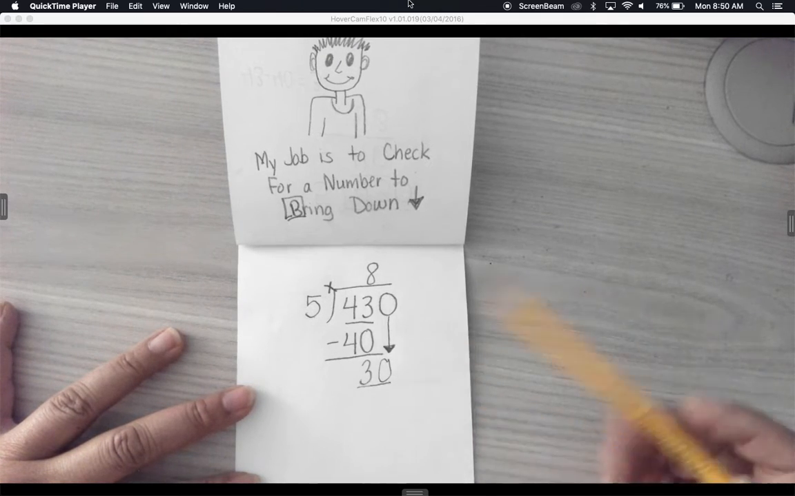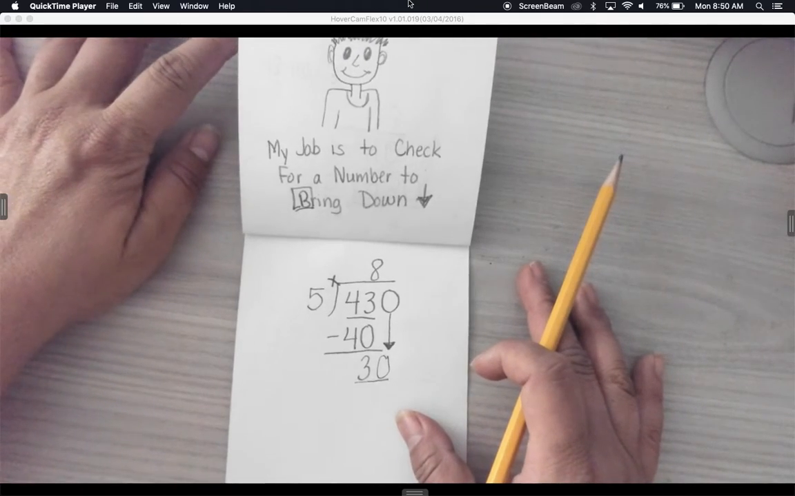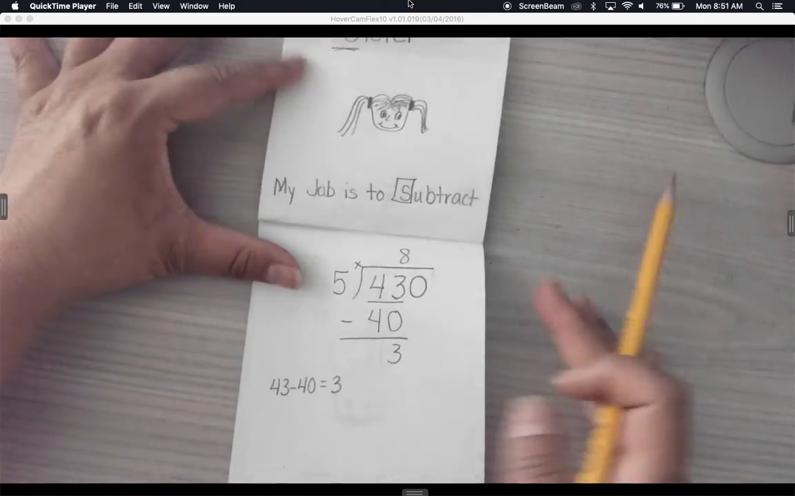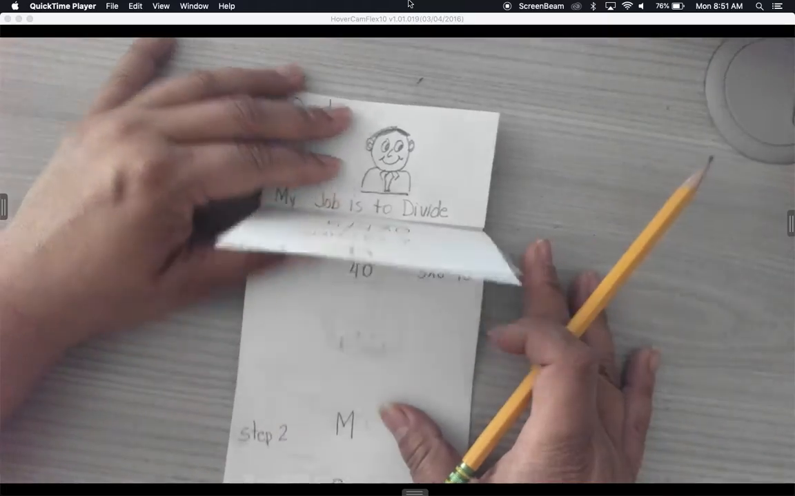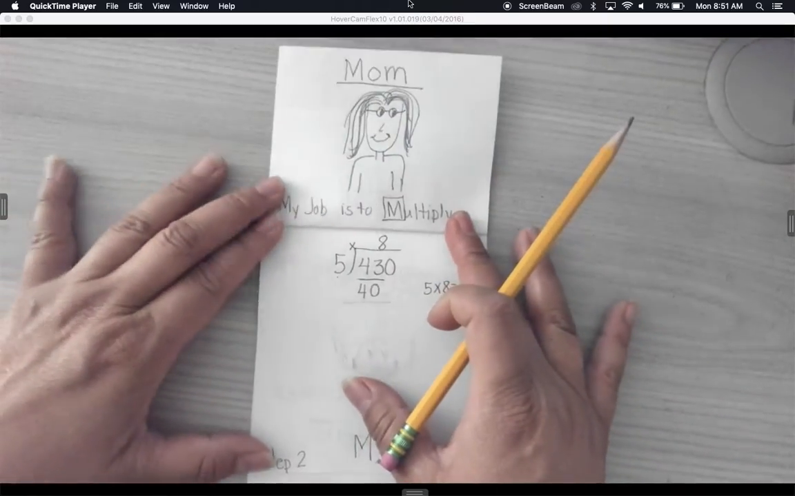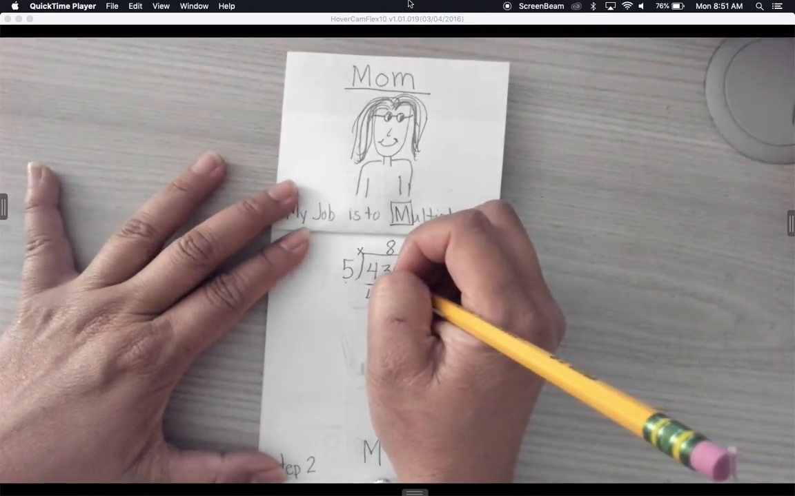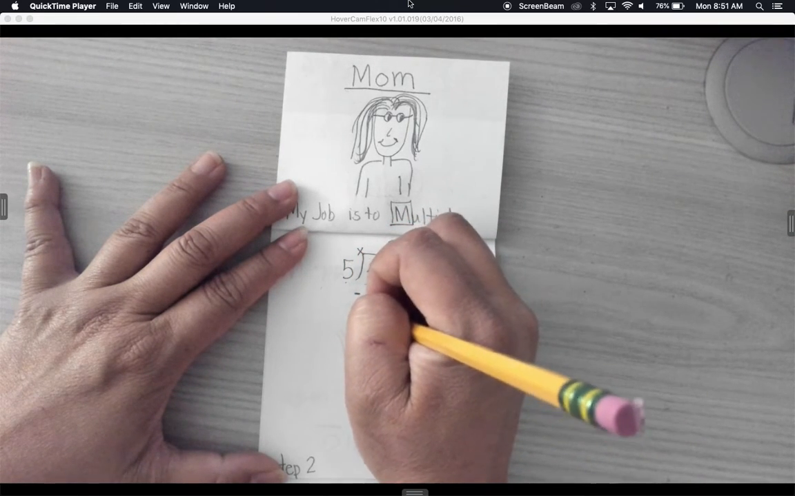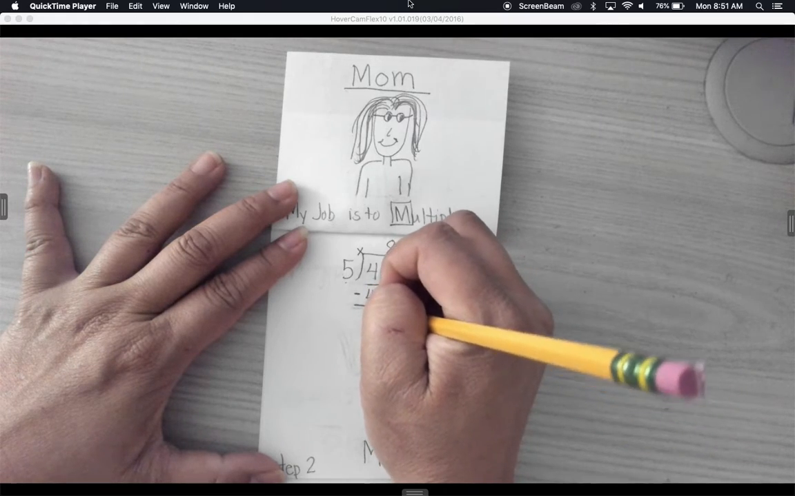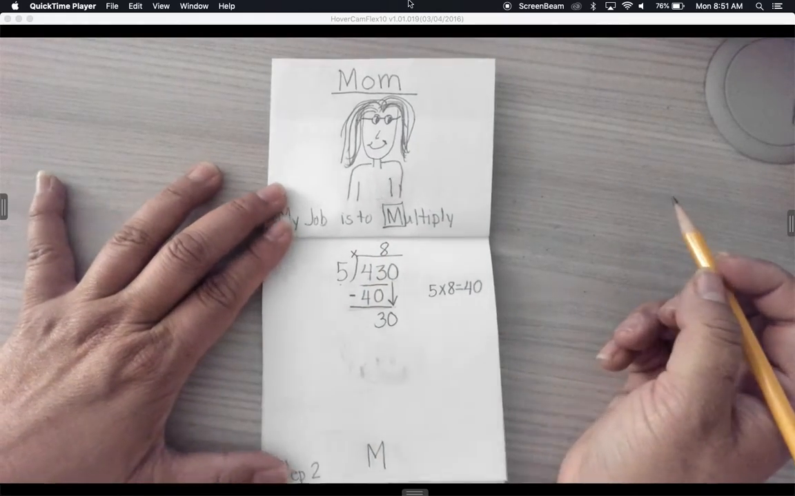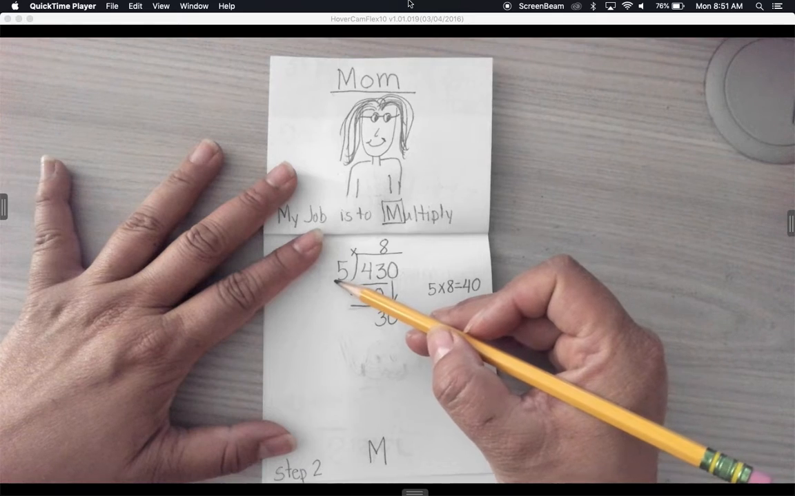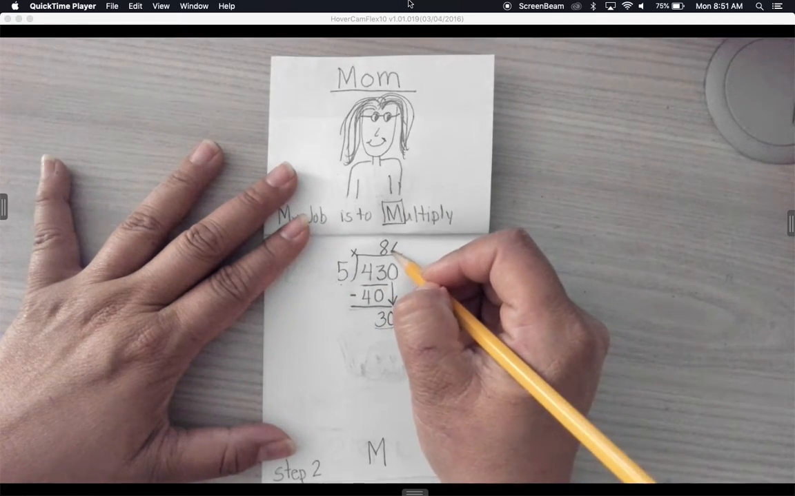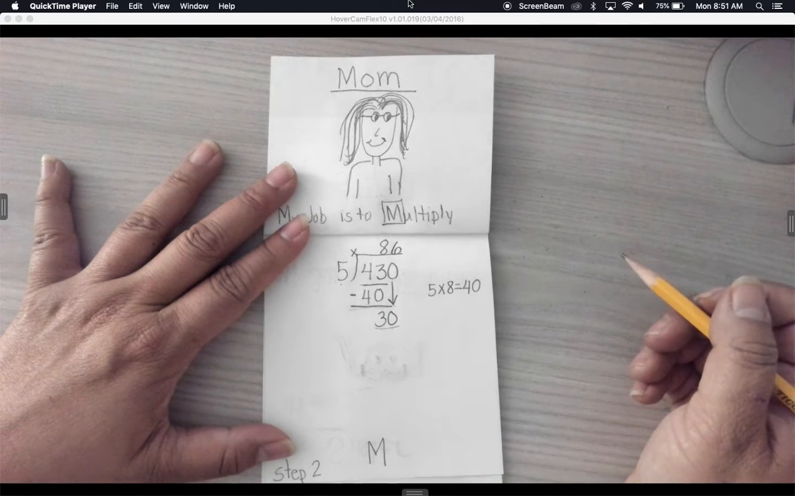All right, so now we go back to who? No, that is dividing. Now we go back to Mom. Okay, Mom tells you, okay, children. So we took this down, right? We did this. And then brother told me I have to bring it down. So now I need something times 5 that's going to get me 30. 6 times 5 is going to get me 30.